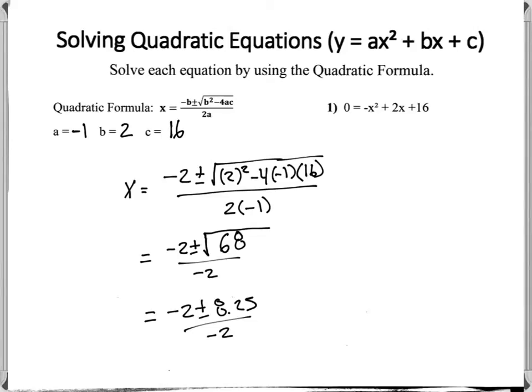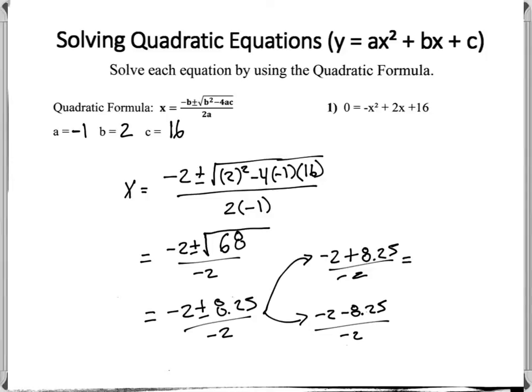At this point, we have a plus or minus situation at hand, so we have to solve for two different equation types. One where you have negative 2 plus 8.25 over negative 2, and one where you have negative 2 minus 8.25 over negative 2. Solving the top equation should give you negative 3.125, or right in that ballpark. Solving the bottom one, you're going to get right around 5.125. These are your values for x. These would be your x-intercepts, your roots, or your zeros for this quadratic function.